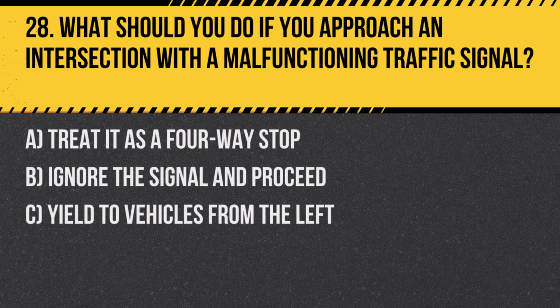Question 28. What should you do if you approach an intersection with a malfunctioning traffic signal? A. Treat it as a four-way stop. B. Ignore the signal and proceed. C. Yield to vehicles from the left.